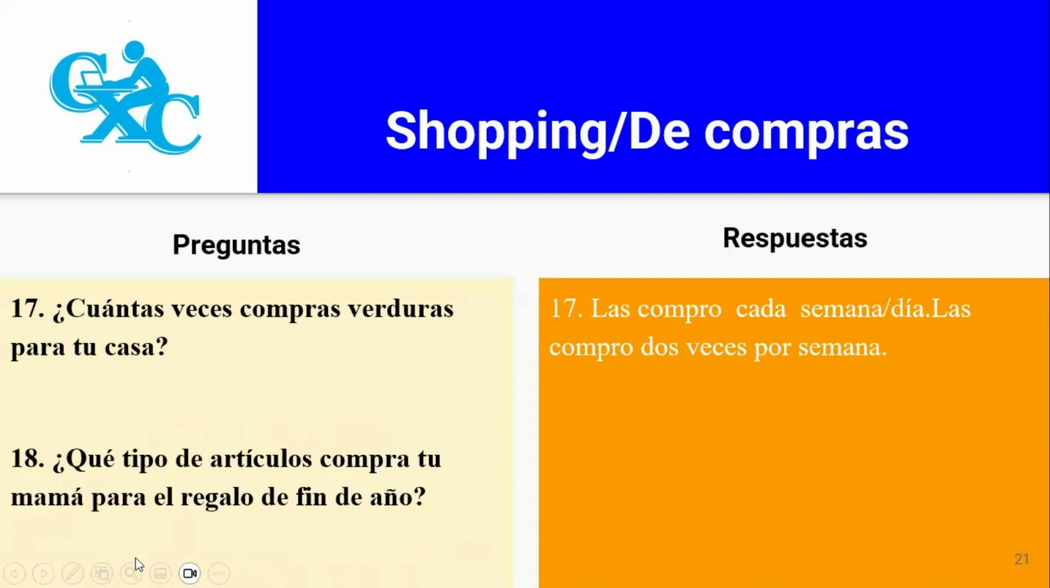¿Qué tipo de artículos compra tu mamá para el regalo de fin de año? And I know that's a time many of us look forward to, okay? Yes, for those of you who celebrate Christmas. So let us look at a possible response. Ella compra joyas, ropa, cosméticos y artículos para el hogar. Muy bien.